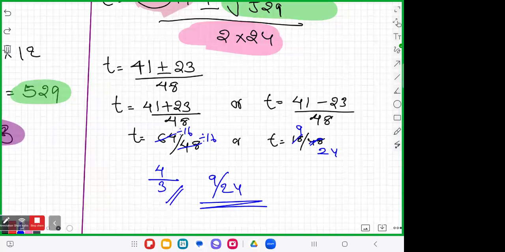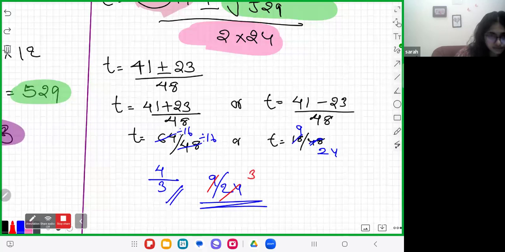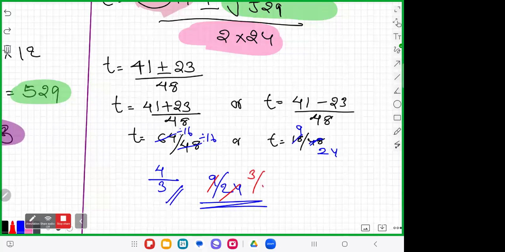9 by 24 can be simplified. You can divide both by 3, so it becomes 3 divided by 8. So the answers are 4 by 3 or 3 by 8.